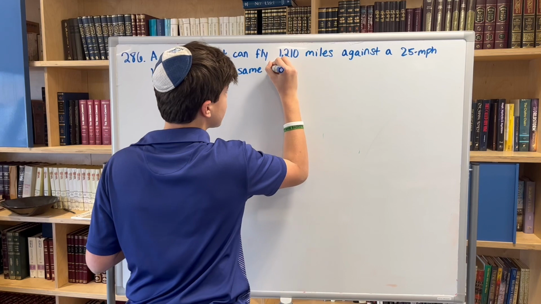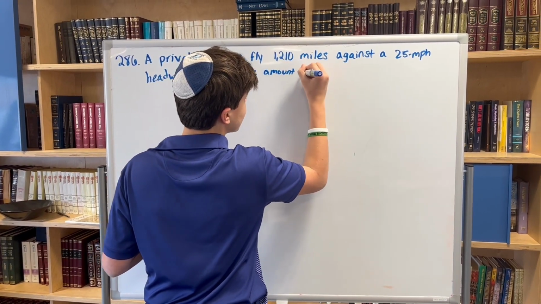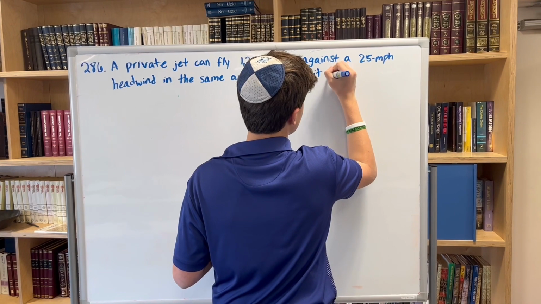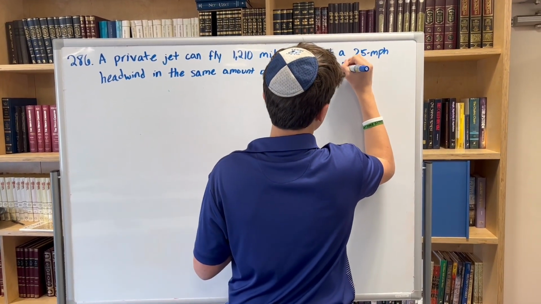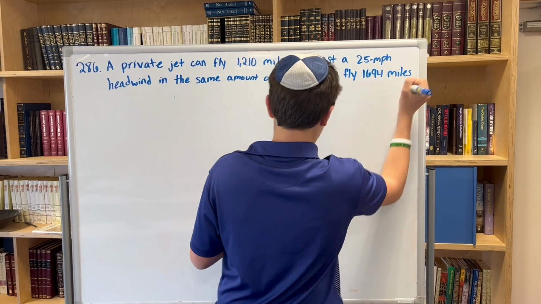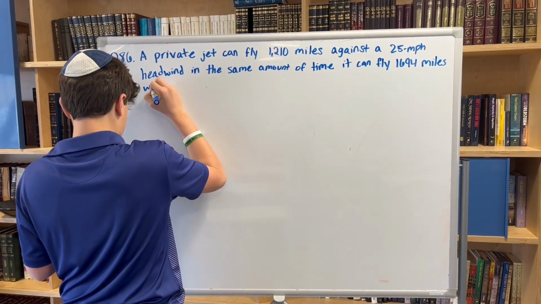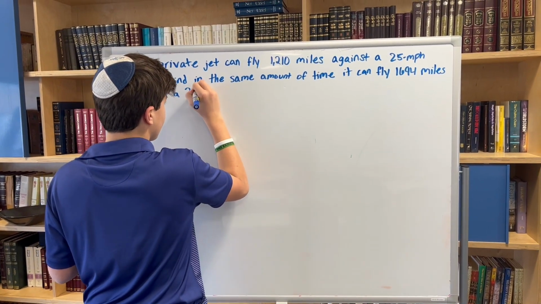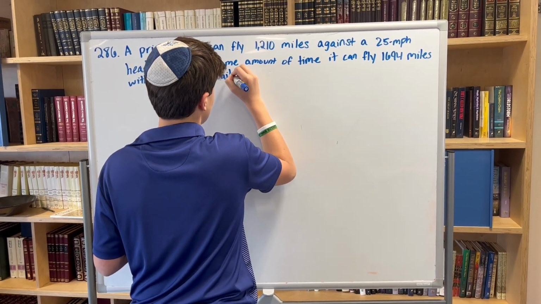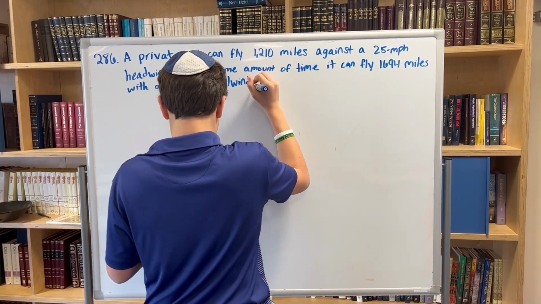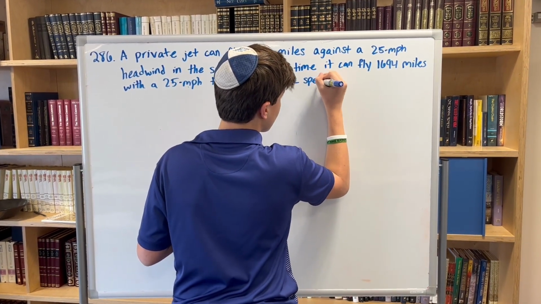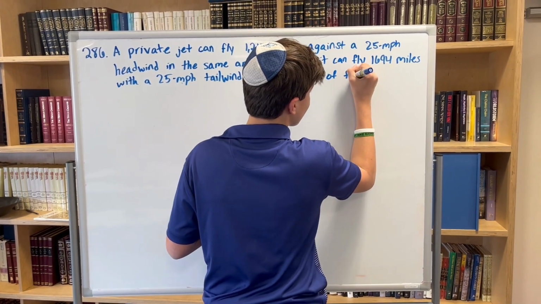In the same amount of time it can fly 1,694 miles with a 25 mile per hour tailwind. Find the speed of the airplane.